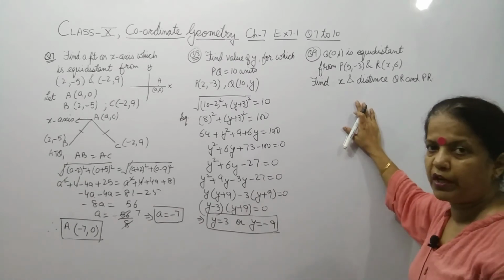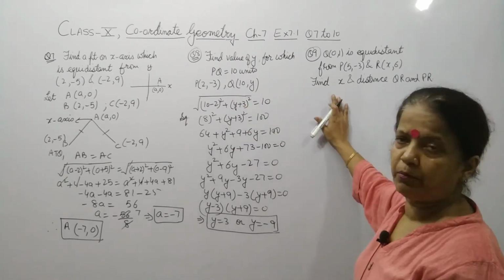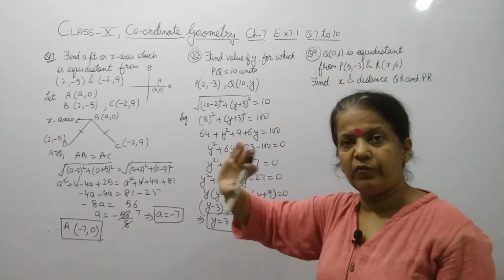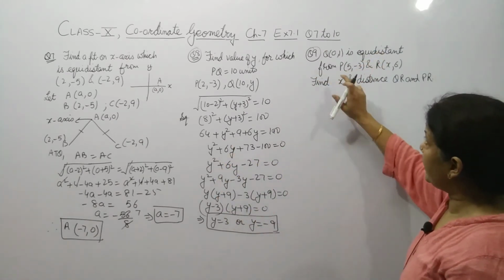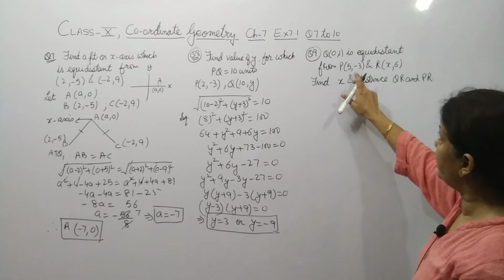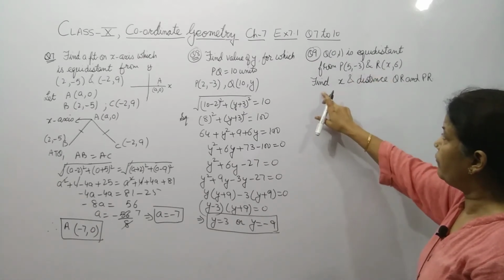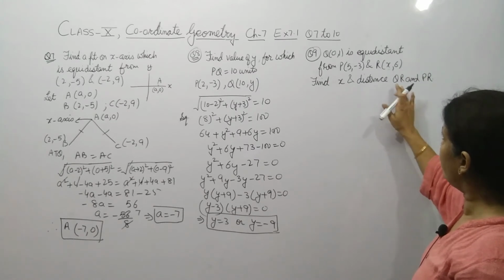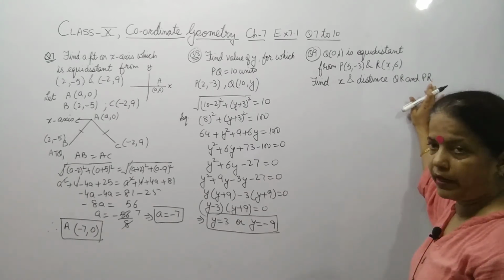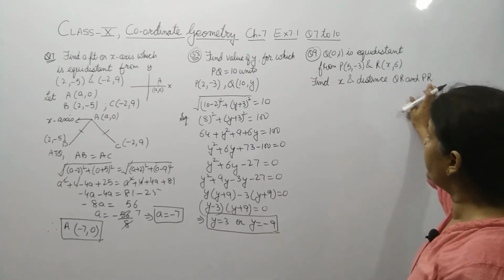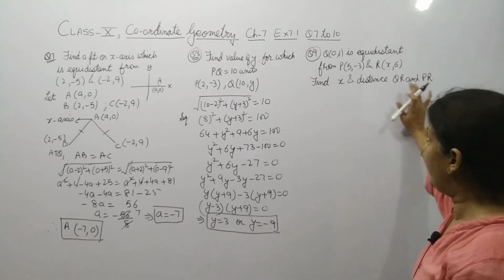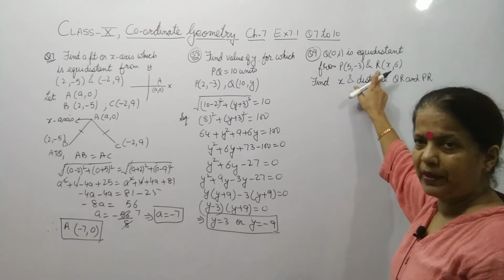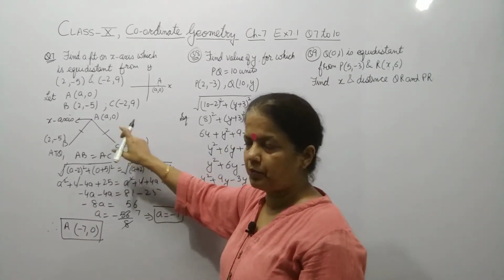Come to the ninth question. These questions are very important questions. All 7 from 10th question are very important questions. Question 9: Q is equidistant from these two. Find the x value, and then you have to find the distance of QR and PR. So first we will try to find out the value of x. Q is equidistant from P and R.